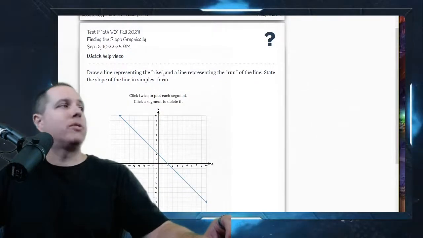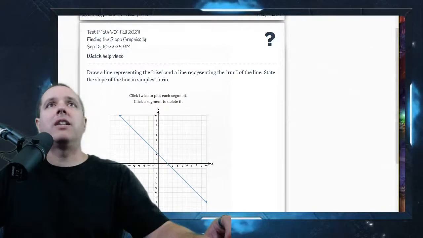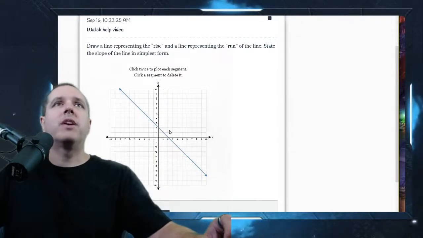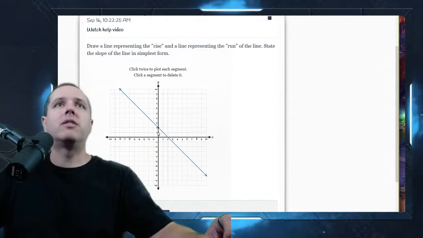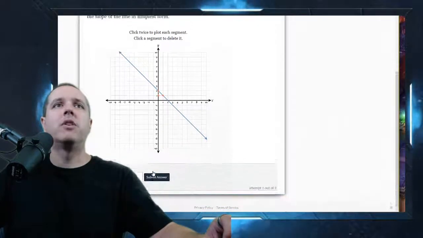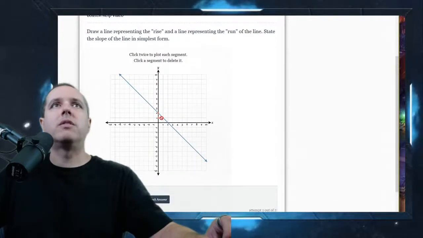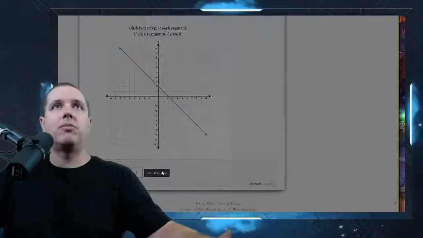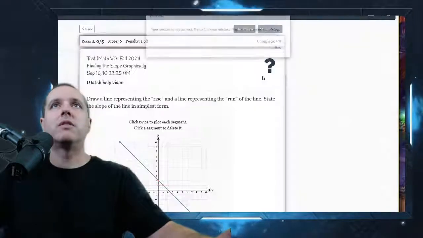Draw a line representing the rise and a line representing the run of the line. State the slope of the line in simplest form. Let's see, I have to remember what they want here. I think they want us to just do like that. Is that what they want? Oh, no, it isn't. Yeah, I think they do. Draw representing slope 1, submit answer, yes.